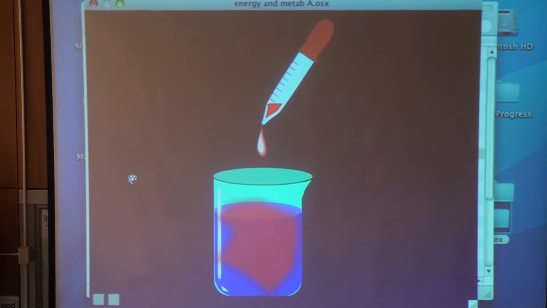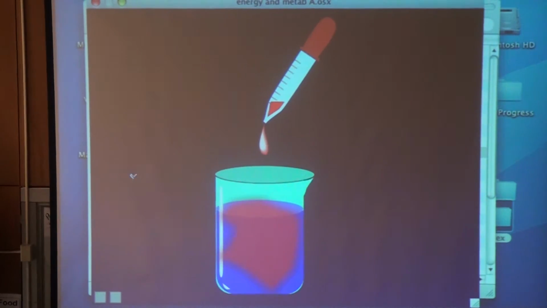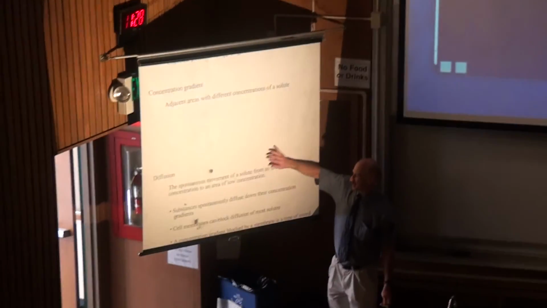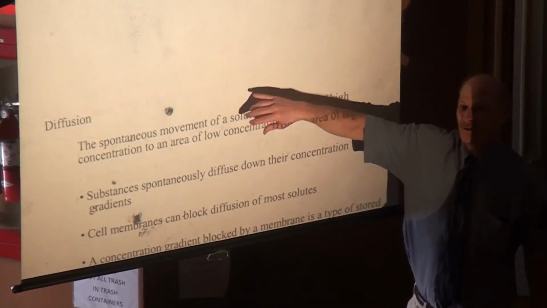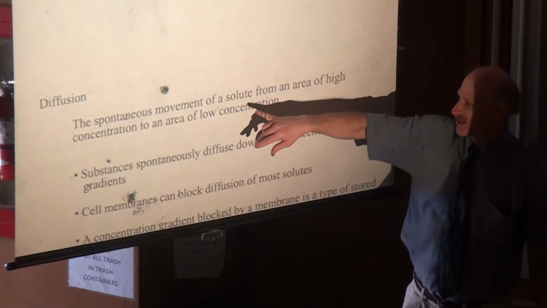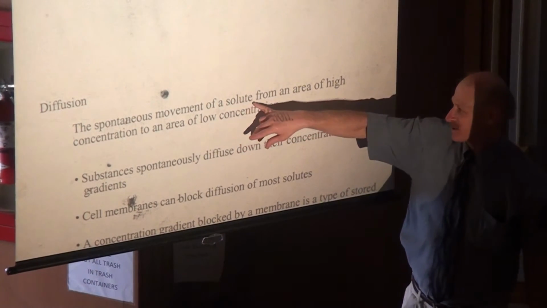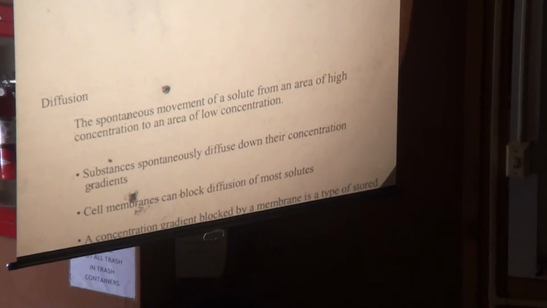That process of the solutes spreading themselves out, or as some people say, moving down their concentration gradients, going from high concentration to low concentration, that spreading out has a name. It's called diffusion. And this is the official way that diffusion is defined, but don't let all the verbiage fool you. It's just a fancy way of saying solute spreading out. It's defined as the spontaneous movement of a solute from an area of high concentration to an area of low concentration.